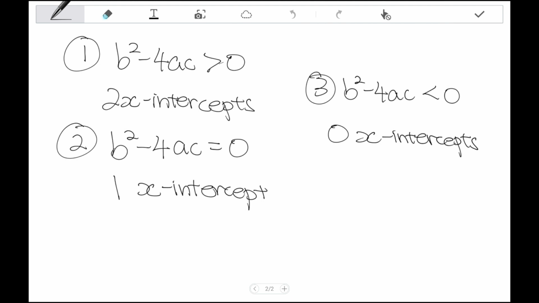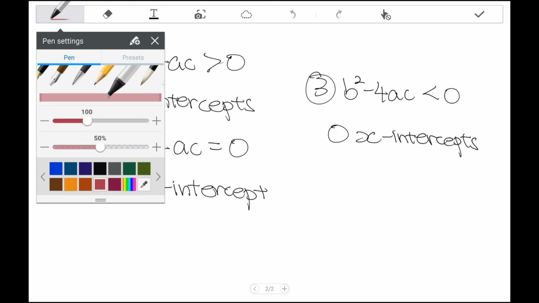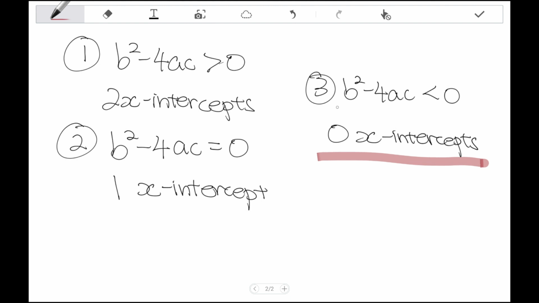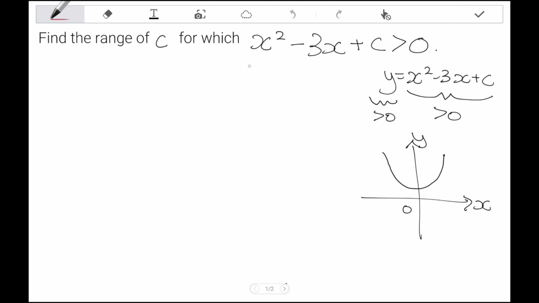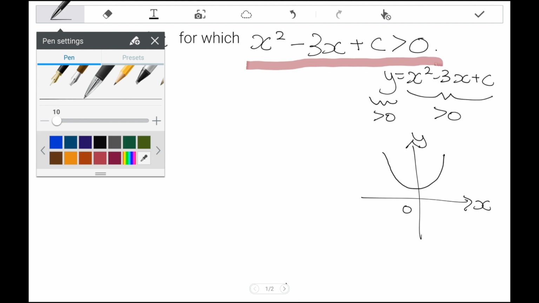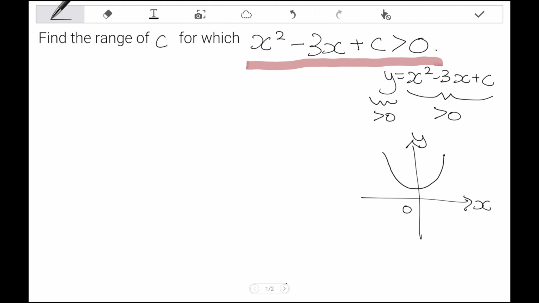we can see that for no x-intercepts, b squared minus 4ac is less than 0. Therefore, the question is actually telling us that for x squared minus 3x plus c greater than 0, there are no x-intercepts, and therefore we need to apply b squared minus 4ac less than 0. So the rest of the steps are quite mechanical. We just apply b squared minus 4ac is less than 0.